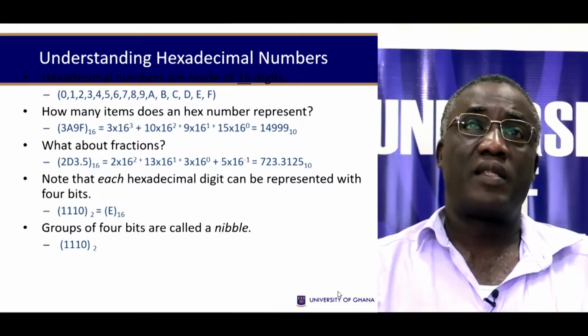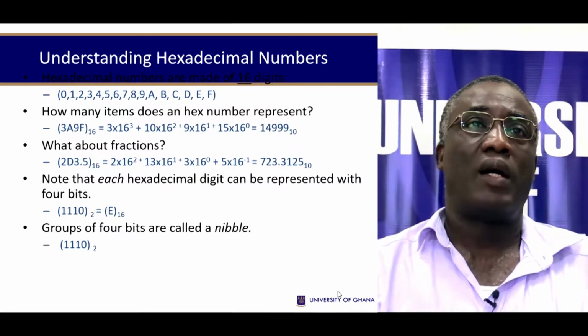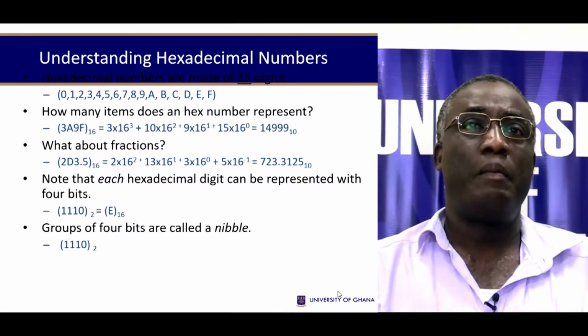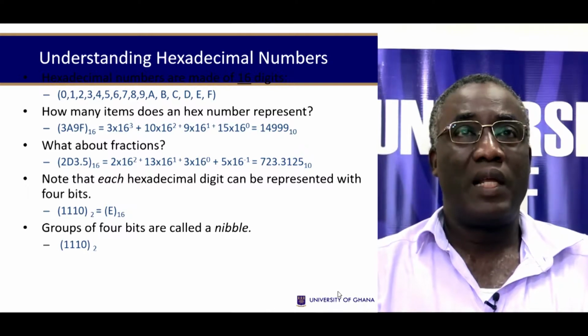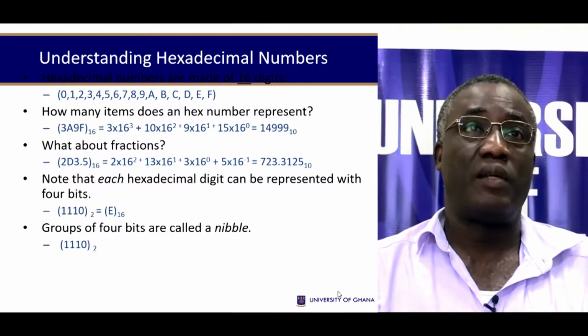In the hexadecimal number system, we now have 16 digits. So we have 0 up to 9, and then for 10, we use an A to represent 10, B to represent 11, and up to F, which represents 15.